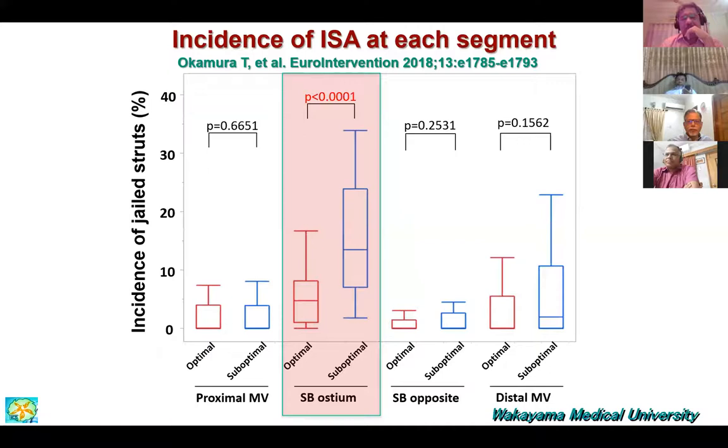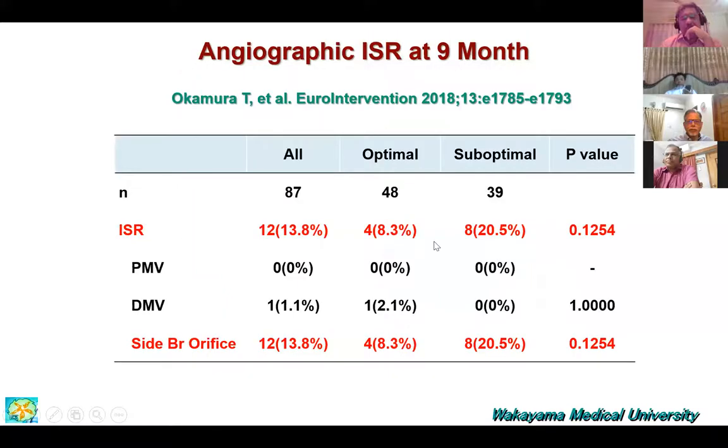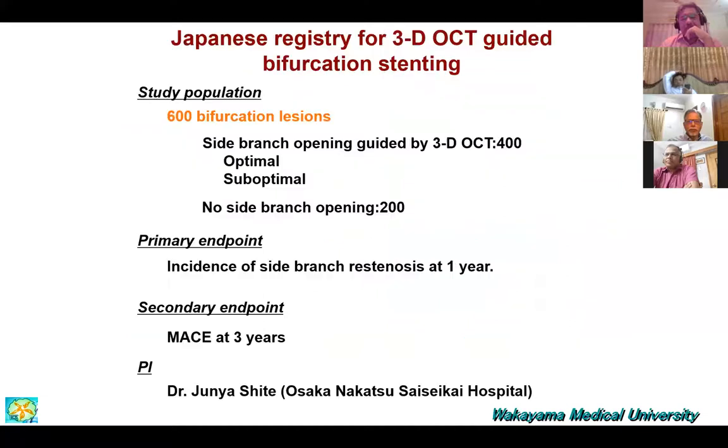And in the case with a suboptimal result, the jailed strut incidence is significantly higher, and the numerical in-stent restenosis is higher than the optimal result, but statistically not significant, as I already demonstrated before. Because of the small number, we cannot demonstrate statistical significance. Therefore, we are trying to increase the number to 600 bifurcations, and now nearly half is finished.